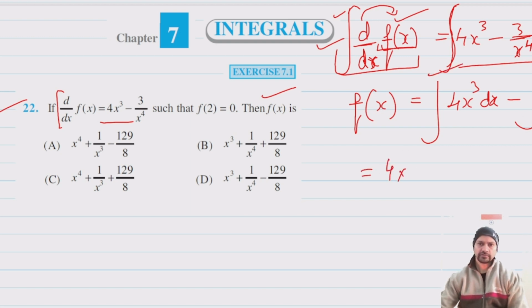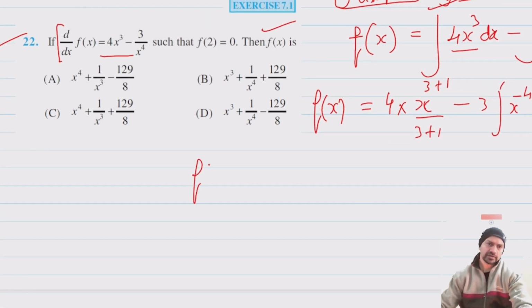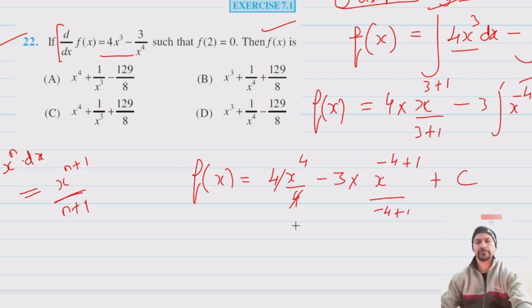And this is simple. The integration of x raised to the power n is x raised to the power n plus 1 upon n plus 1. So it's 4 into x raised to the power 4 upon 4, and 4 can be struck off. Minus 3 into x raised to the power minus 4, the differential element is dx. For x raised to the power minus 4, we use the integration of x raised to the power n into dx, which is x raised to the power n plus 1 upon n plus 1, and here n is minus 4, so minus 4 plus 1, plus c.